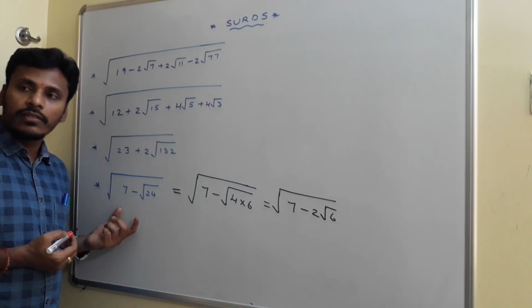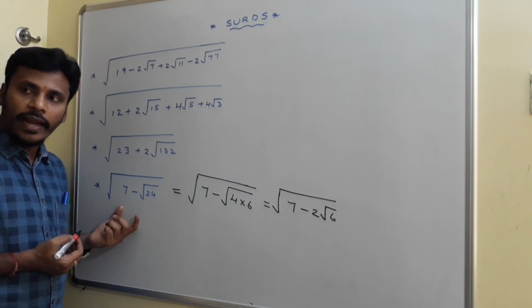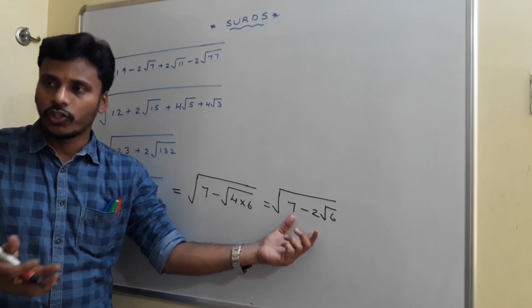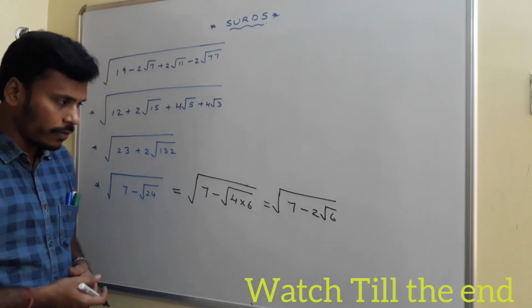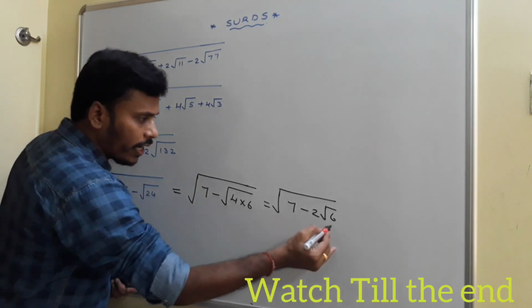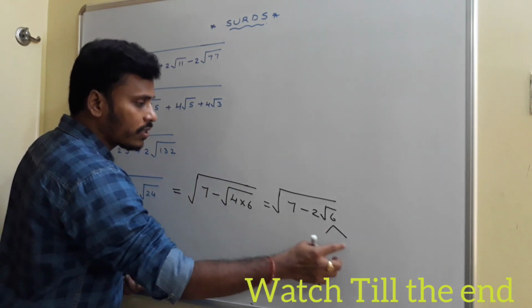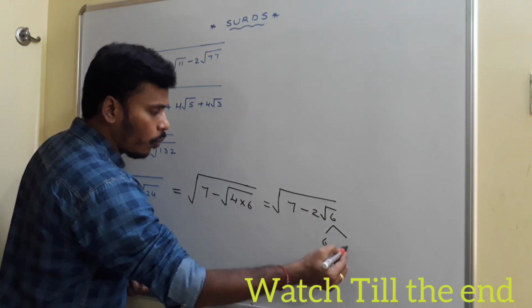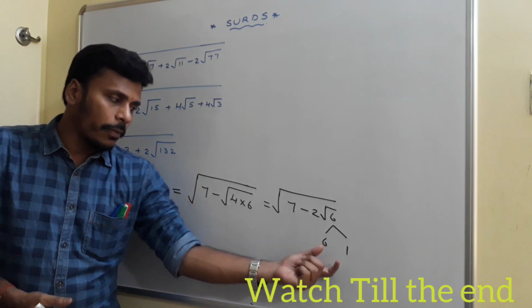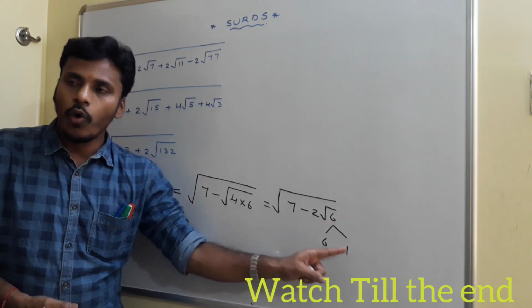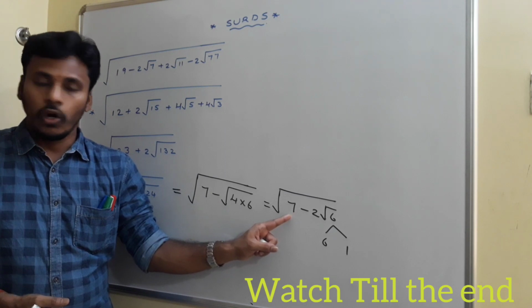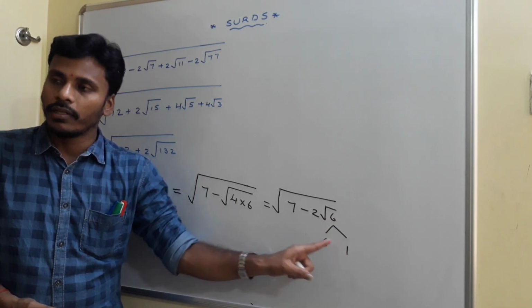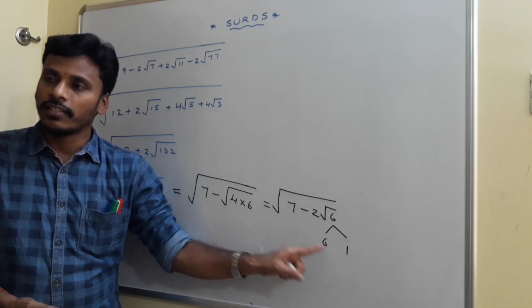So the given problem is 7 minus root 24. To find its square root, you just make it into this format, like a plus 2 root b or a minus 2 root b. So this is 7 minus 2 root 6. Now to find this square root, you need a pair of numbers whose sum is 7 and whose product is 6. And clearly 6 and 1 is such a pair. If you multiply 6 and 1, the product is 6, and if you add 6 and 1, the summation is 7. So, square root of 7 minus 2 root 6, and just choose this pair of numbers 6 and 1, since the product is 6 and the summation is 7.